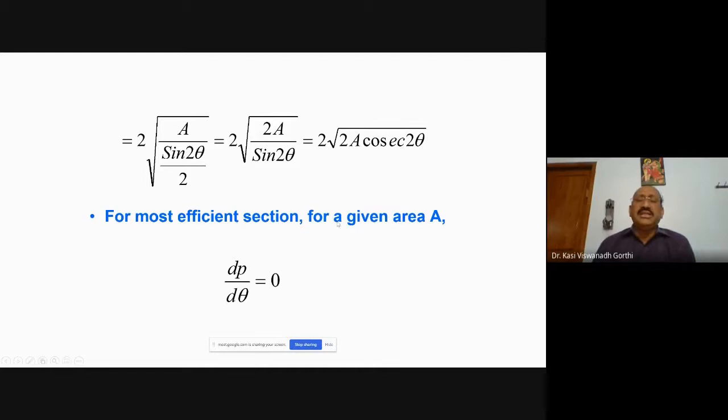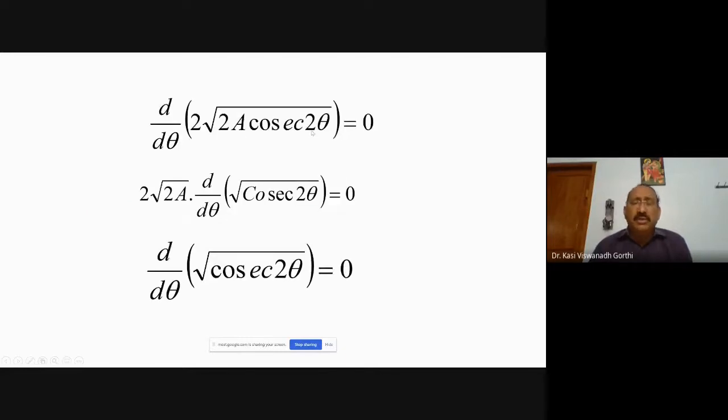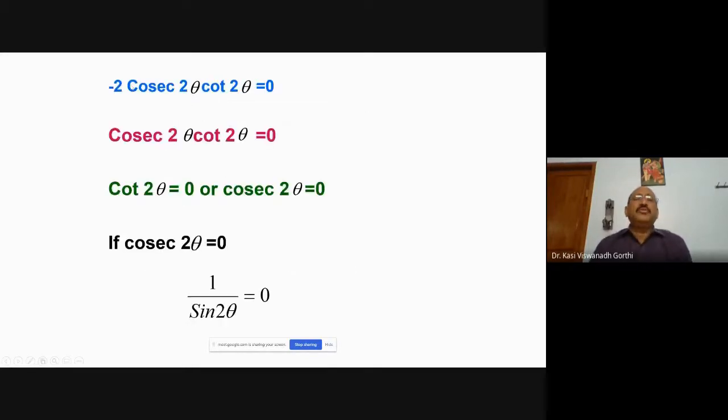For most efficient section, dp by d theta must be equal to 0 in this case, not y, since theta is changing here. So dp by d theta is equal to 0, and hence d by d theta of 2 into square root of 2a cosecant 2 theta would be equal to 0. Perform the differential. 2 into square root of 2a is constant of the differential, can be taken out. D by d theta of square root of cosecant 2 theta is equal to 0. And you have minus 2 cosecant 2 theta cot 2 theta is 0. Cosecant 2 theta into cot 2 theta must be equal to 0.